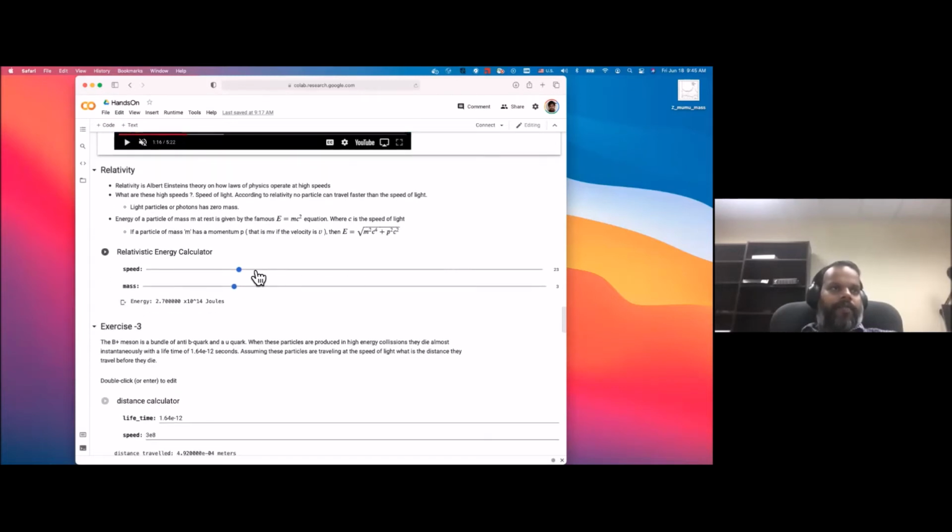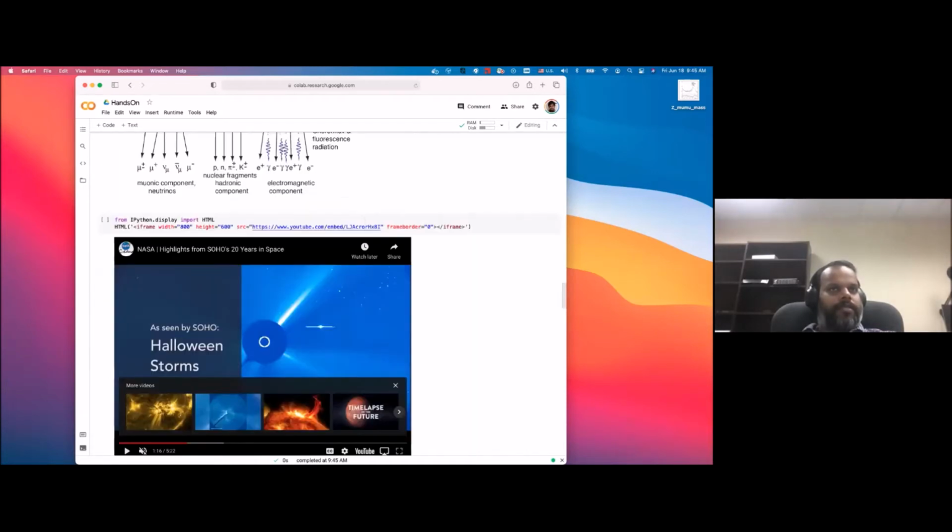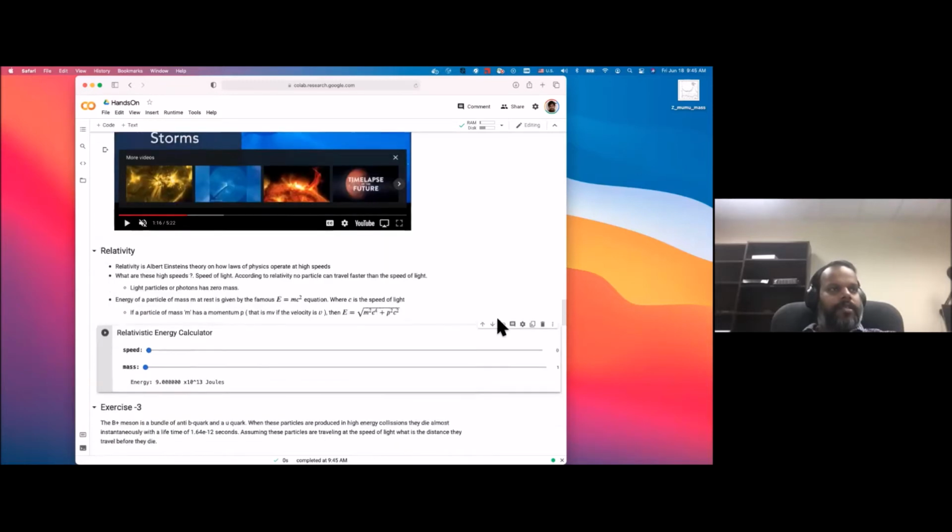Now I have a relativistic energy calculator here. You can slide these things and click this button. You see there is an arrow button. If you click that, it should work. Yes, I think it did. So you get a different value. If you change, let's say you start with the... okay, this is stuck now, give me a second.